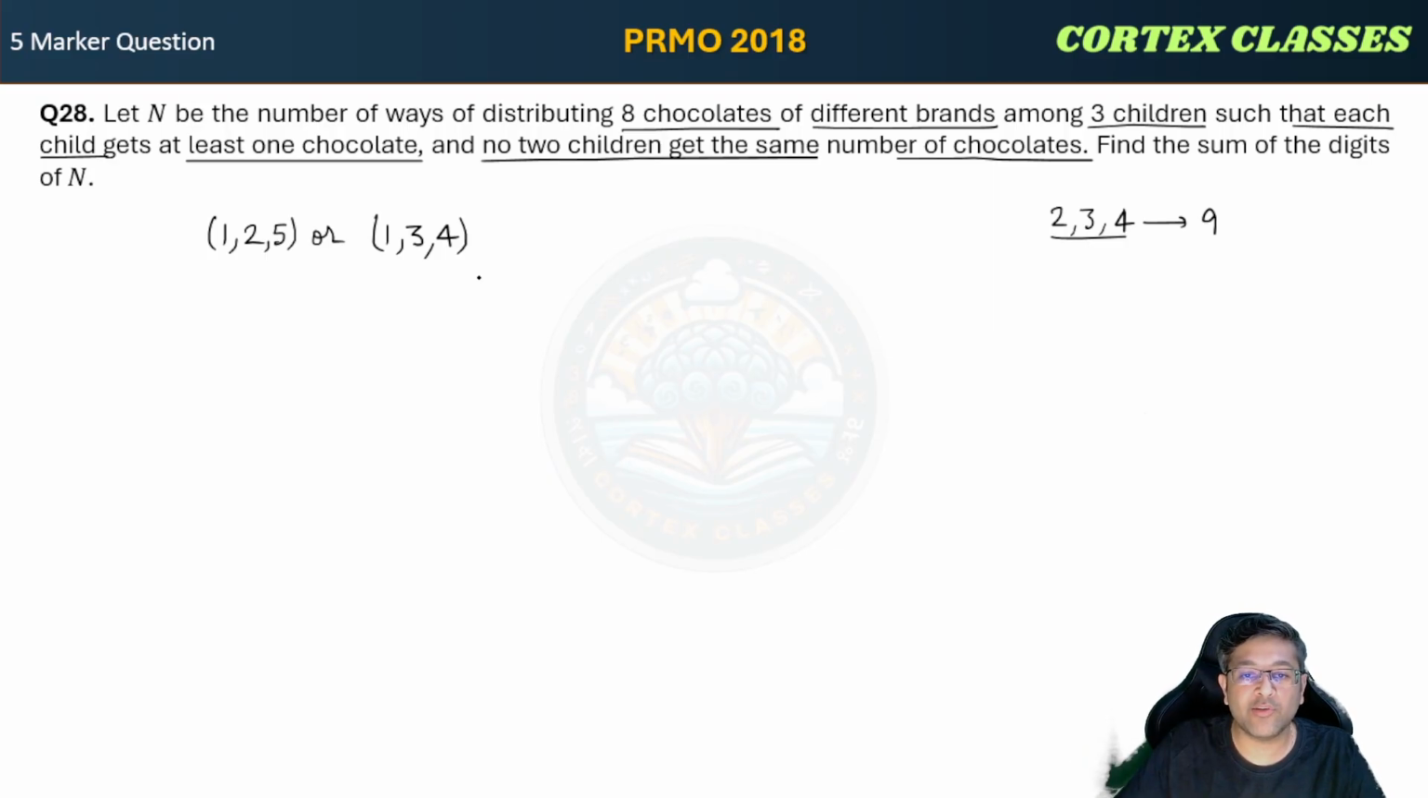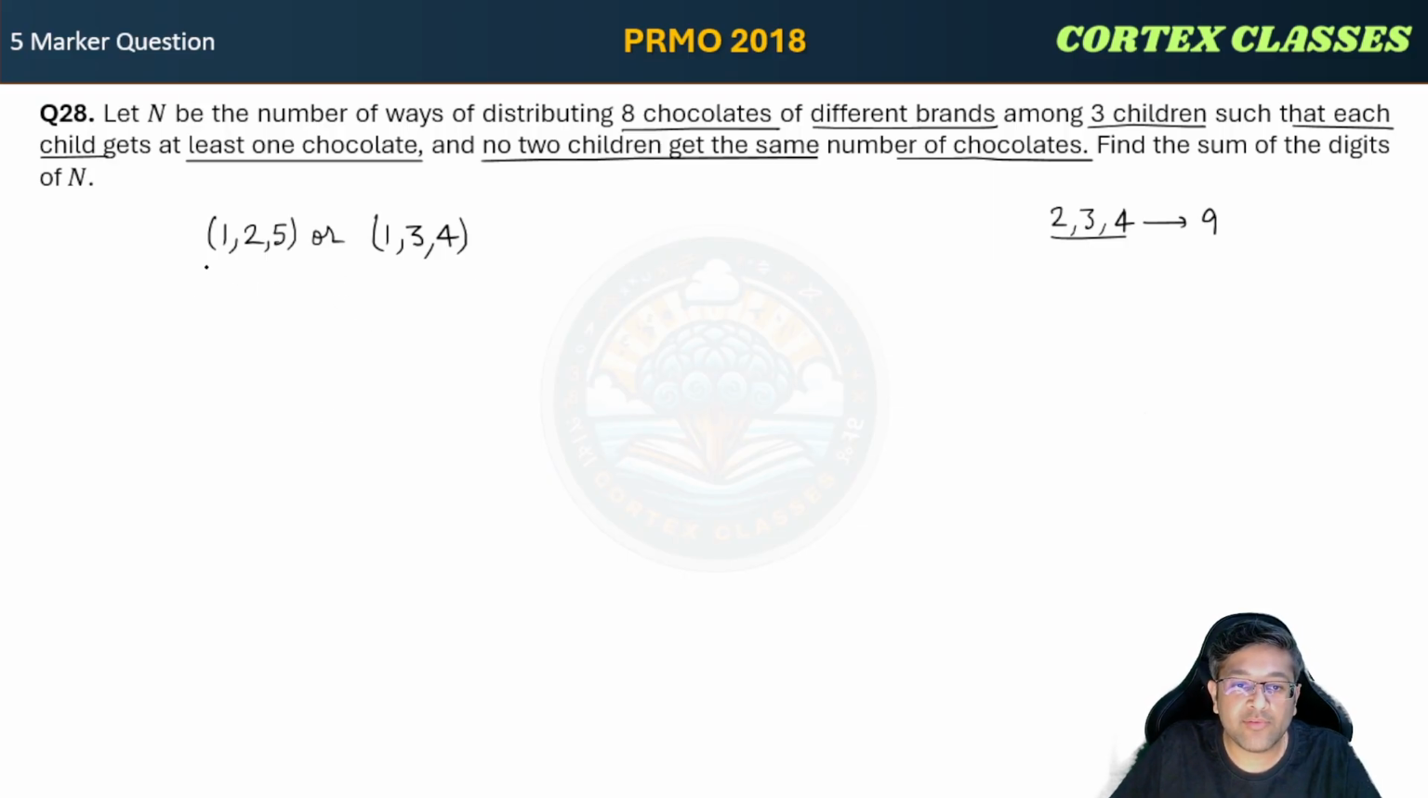ये मत बोलना कि 4 और 3 हो सकता है. This is the same thing, na. I am just talking about the groupings, right? So you're basically forming 3 groups of 8 chocolates with different amounts of chocolates in each group. So these are the only 2 possibilities, 1, 2, 5 and 1, 3, 4.